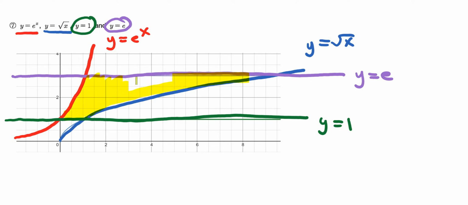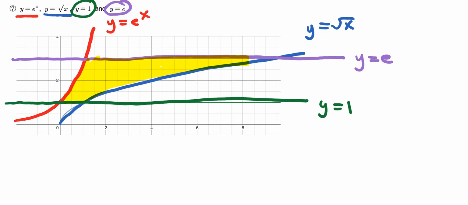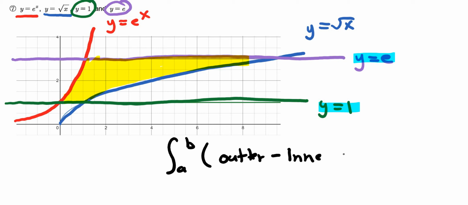So it's very similar to the previous problem. We're just given different functions and different constants here. Because you're bounded by these 2 horizontal lines, the yellow region is bounded by this upper bound of y equals e and this lower bound of y equals 1, it's best to integrate this along the y-axis. Okay, so if you're going to integrate along the y-axis, it's going from a to b, and I will now use the words outer minus inner. That's pretty much my own made-up language here, just to help me set up the expressions.